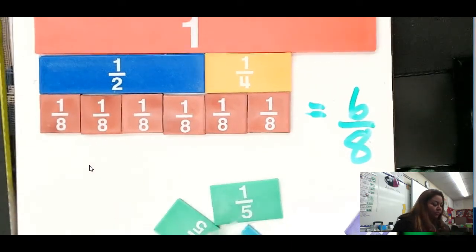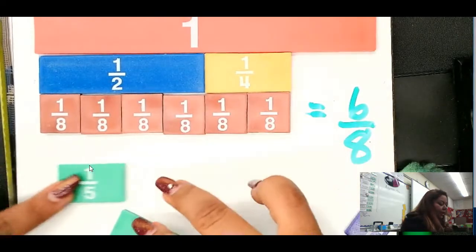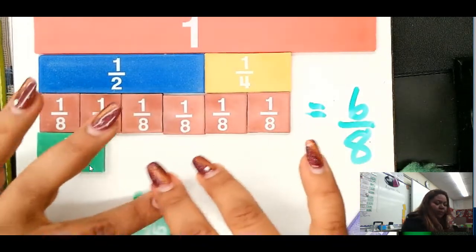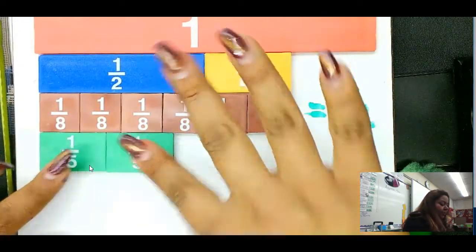And we can try this with other ones. For example, let me try 1/5. Look what happens when I put 1/5. Okay.